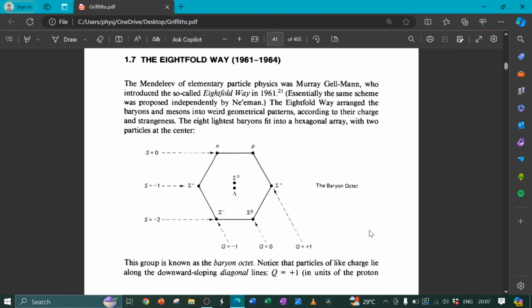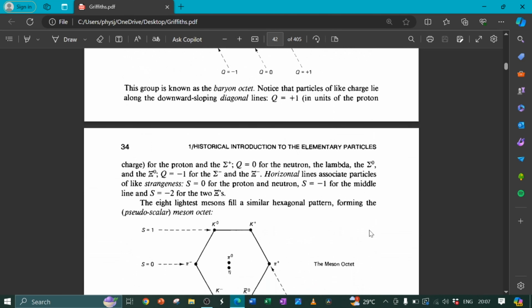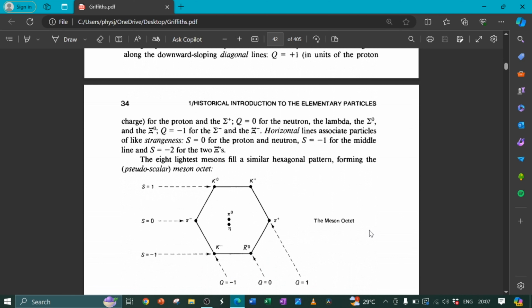Notice that particles of like charge lie along the downward sloping diagonal lines: q equals +1, in units of the proton charge, for the proton and the sigma positive, q equals 0 for the neutron, the lambda, the sigma 0 and the xi 0, q equals -1 for the sigma negative and the xi negative. Horizontal lines associate particles of like strangeness. S equals 0 for the proton and neutron, S equals -1 for the middle line and S equals -2 for the 2 xi's.